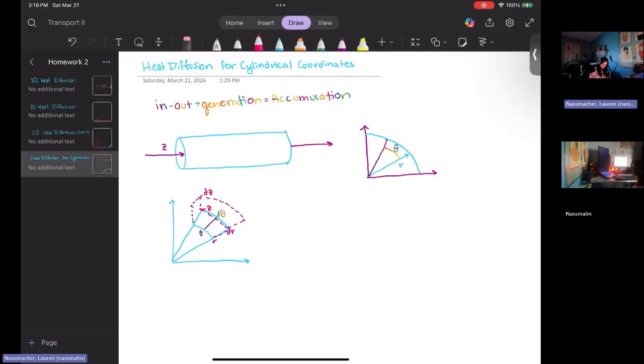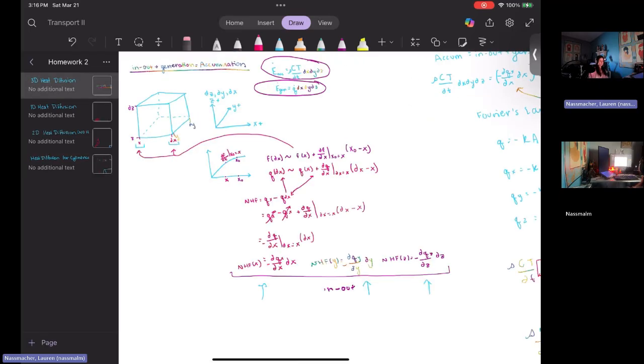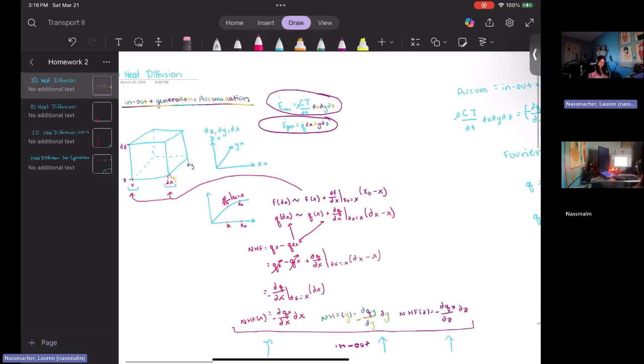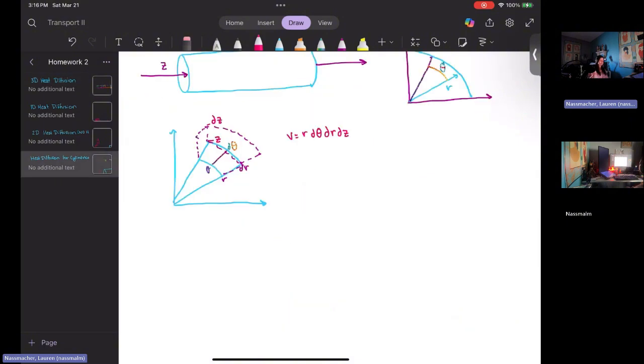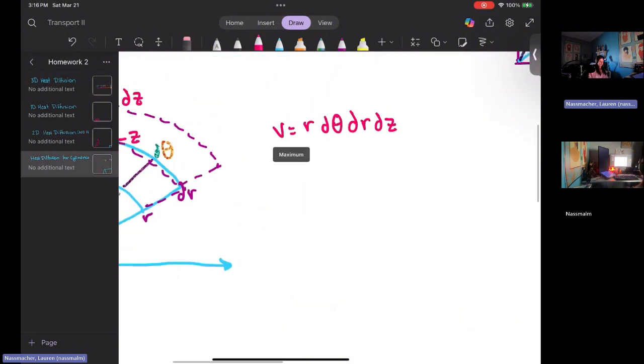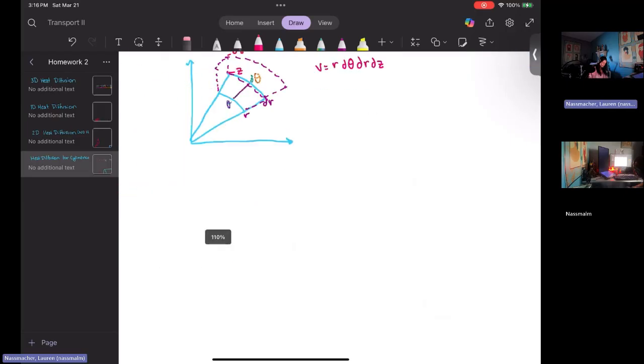So our volume is going to be equivalent to our radius multiplied by our change in theta, our change in our radius, and our change in our z direction. And that's very important. We can use that volume and apply it to our heat diffusion equation that we similarly used in this situation, but we have to consider that there's another element in there. This radius right here we did not have when solving for this 3D heat diffusion equation. But let's look at what we have here.